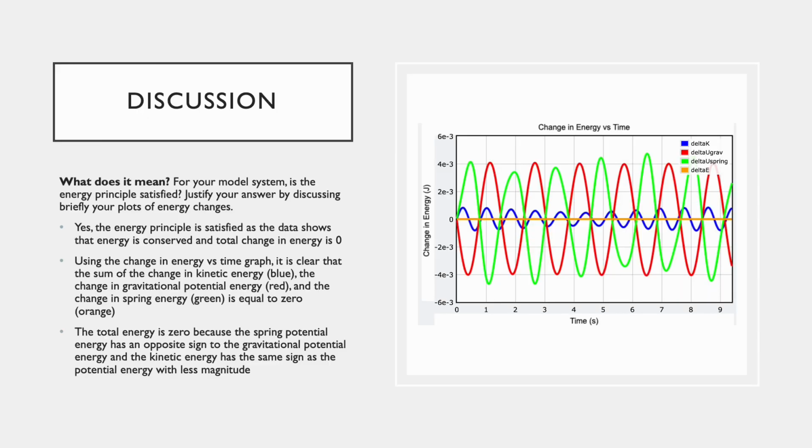For the first "what does it mean" question, we will be answering if our model satisfies the energy principle, and the answer is yes, which is shown in the graph to the right in the change in energy versus time graph. The total energy is zero because the spring potential energy has an opposite sign to the gravitational potential energy, and the kinetic energy has the same sign as the potential energy with less magnitude. We can see that the change in total energy is equal to zero, as it is the orange line in the graph.